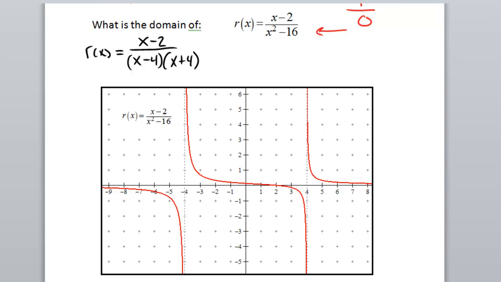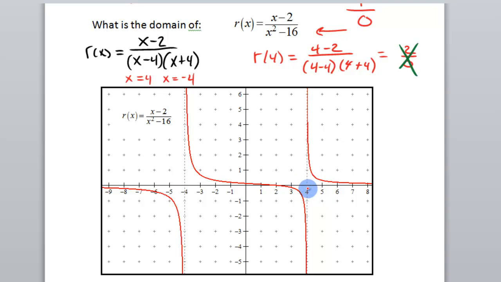Now you can see that in the denominator there's x minus 4 and x plus 4, so we know that if we have x equals 4 or x equals negative 4, we have some problems, right? Because if I put 4 into this function, watch, r of 4, I get 4 minus 2, that's fine, but look down here, 4 minus 4, 4 plus 4. What's 4 minus 4? That's 0. What's 0 times 8? 0. That's a problem. We can't have this, right? So that means that 4 cannot be put into this function.